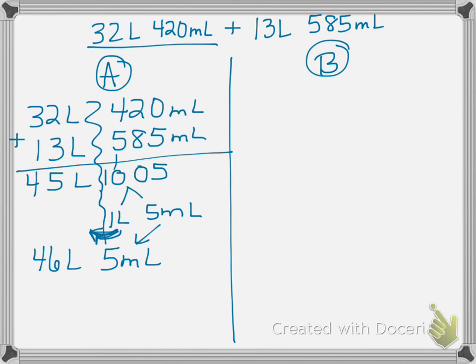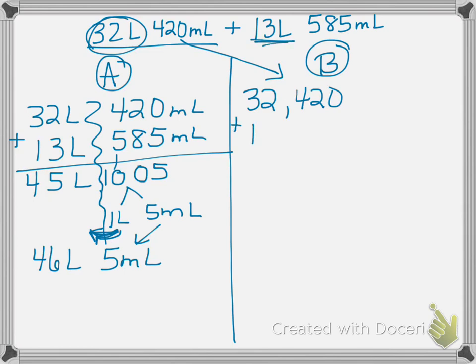Alright, coming over here, let's convert these first. So 32 liters would be the same as 32,420. So I just multiplied this by 1,000 and then stuck the rest at the end. 32,000 plus 420. Plus 13 liters would turn into 13,585. Now that I'm stacked, I can go ahead and add.